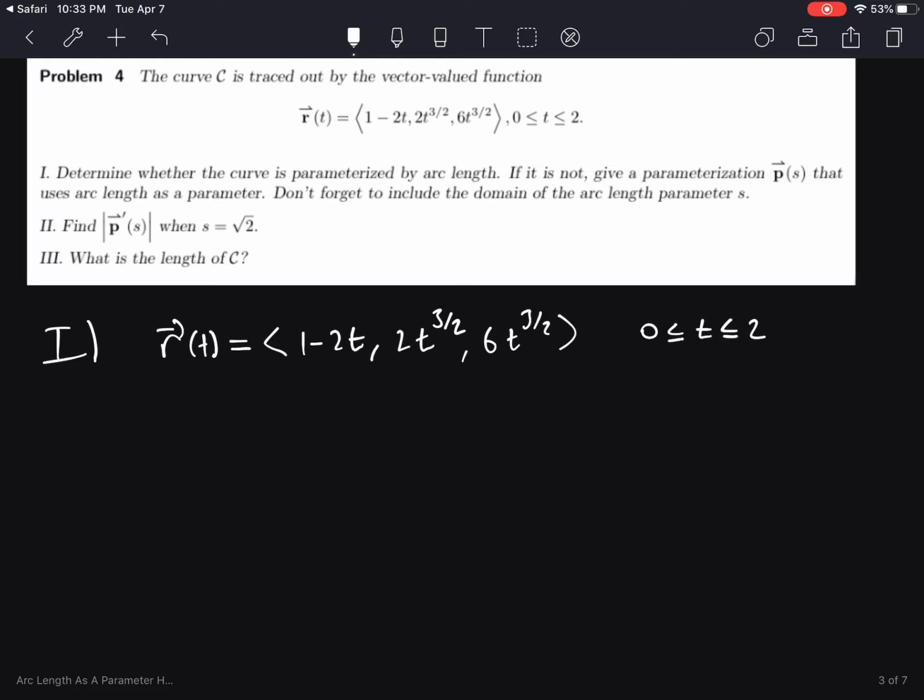So velocity is not speed. Speed is the magnitude of the velocity. Now we are taking the derivative, and this is going to give us the velocity. You should take the derivative of each coordinate. So this is going to be minus 2, and then the derivative of the second part is 2 times 3 over 2 times t to the 1 over 2, and when you multiply 2 and 3 over 2, you get 3. So this is 3 times t to the 1 over 2, and if you do the same thing for the third coordinate, you get 9 times t to the 1 over 2.